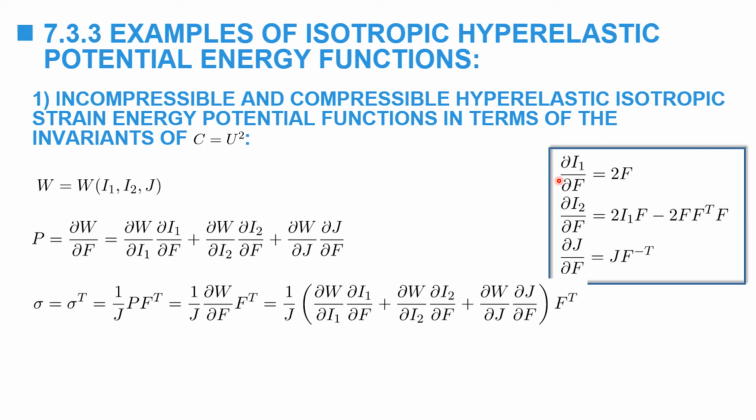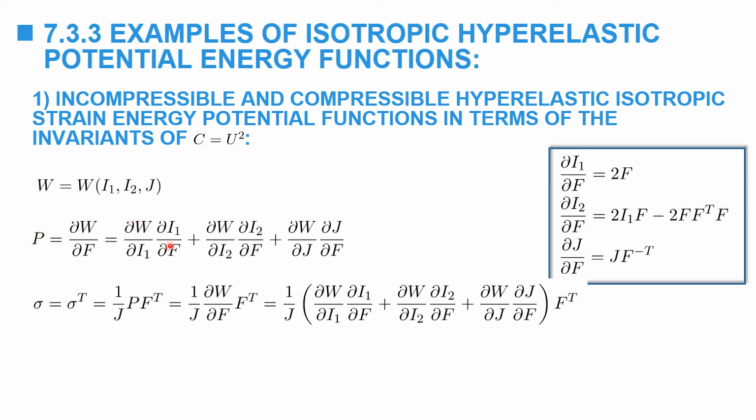So there's a lot of work that we need to do a priori to find these derivatives, and I have done that work online. You can find the expressions; I've already written them for you here. Partial I1 by partial F is 2F, partial I2 by partial F is this expression, and partial J by partial F is this expression. And so this would make it very easy to find the expressions for P.